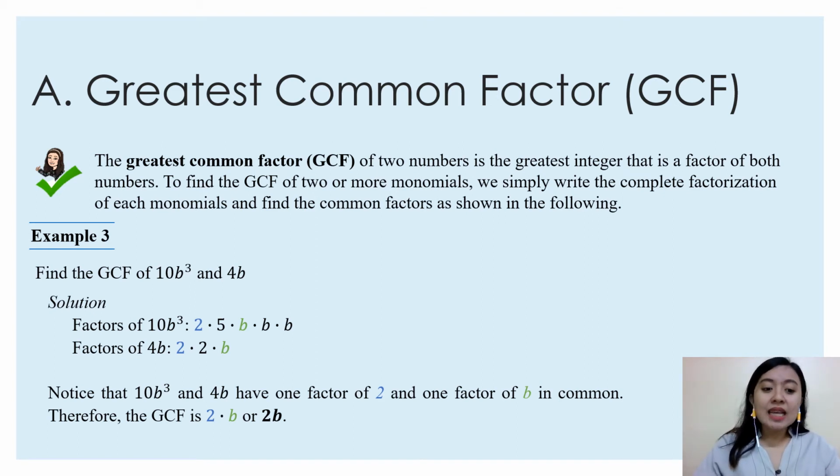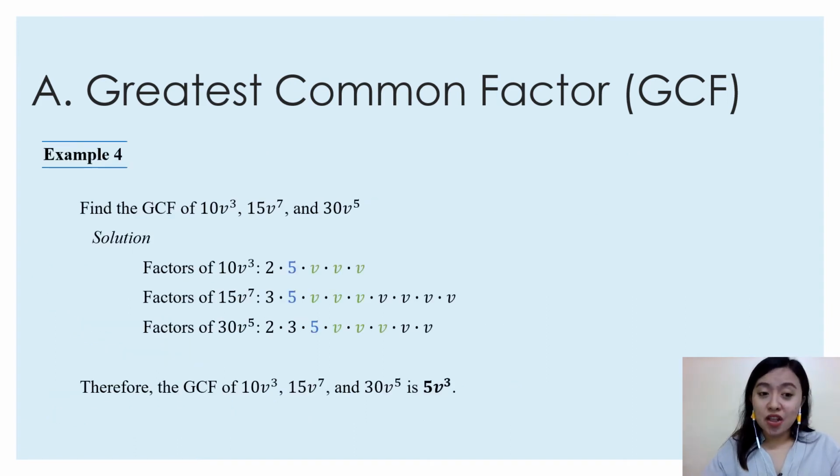Notice that 10b cubed and 4b have one factor of 2 and one factor of b in common. So there's one b here, one b as well here, one factor of 2 and another factor of 2 here. Therefore, the GCF of 10b cubed and 4b is 2 times b, or 2b. Let's take a look at another example.